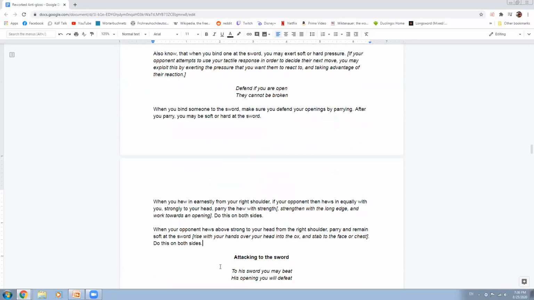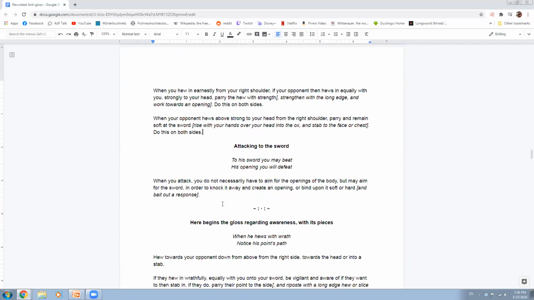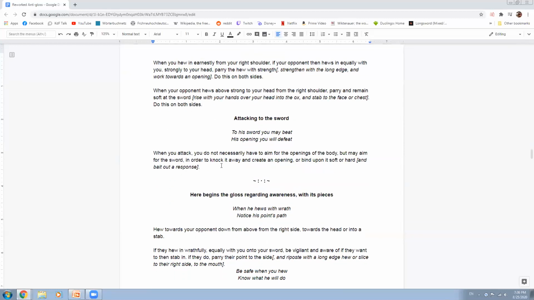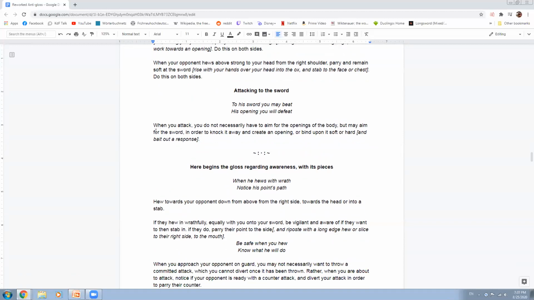So basically the gist of all that is understand that your opponent's going to act in response to whatever feedback you're giving. Attacking to the sword. When you attack, you don't necessarily have to aim for the openings, but may aim for the sword in order to knock it away and create an opening. Or bind upon it soft or hard.